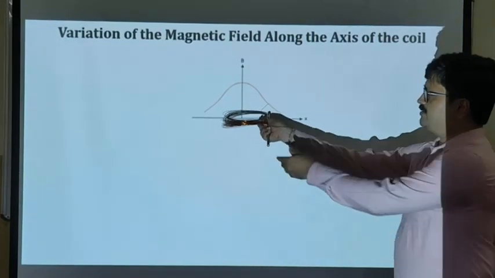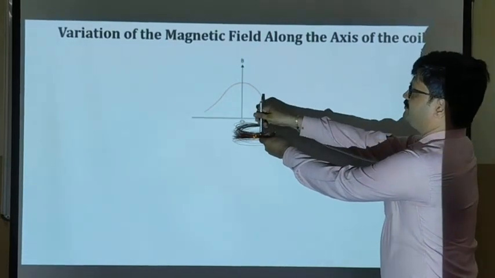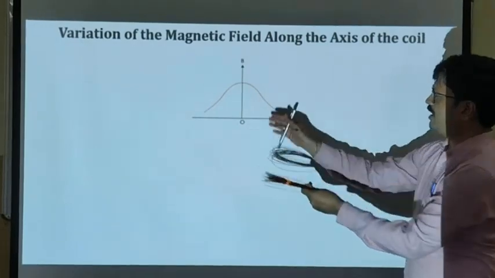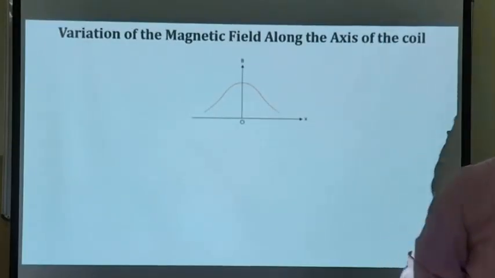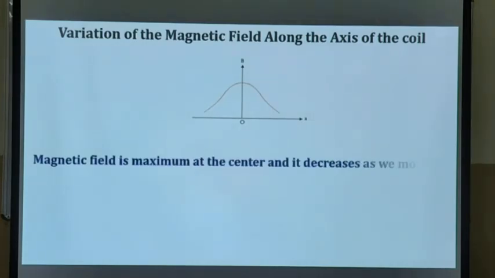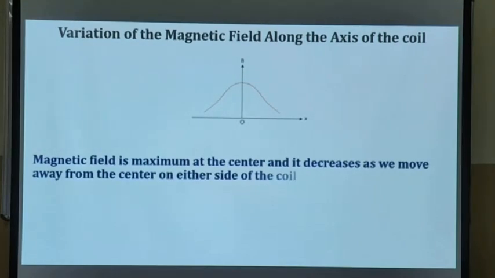So at the center, through the axis, we can comfortably see that there is maximum magnetic field, and when we move away from the center, the magnetic field keeps on dropping. I hope this particular approach is clear to you. So I am making the same statement here once again: magnetic field is maximum at the center and it decreases as we move away from the center on either side of the coil.